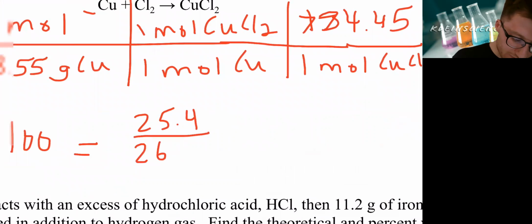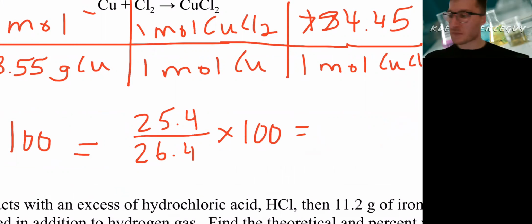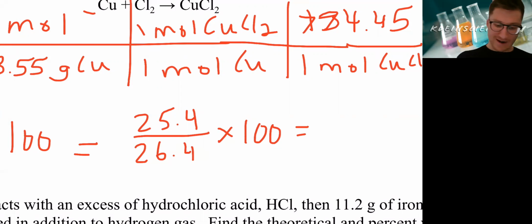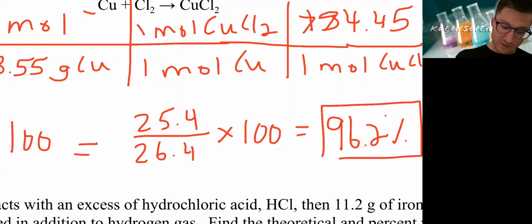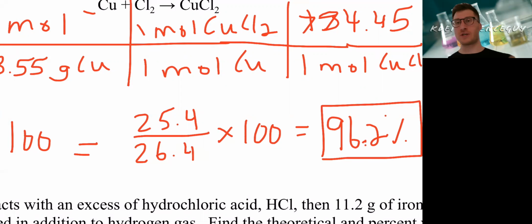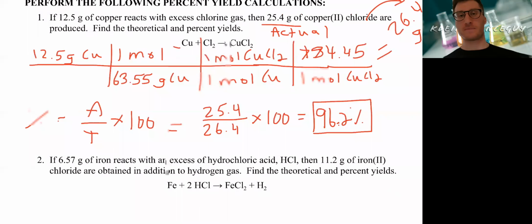So we're going to divide 25.4 by 26.4. Now this is a percent, so we want to multiply that by 100. So 25.4 divided by 26.4 multiplied by 100 comes out to be 96.2%. So our percent yield was 96.2%. That means we were able to produce 96.2% of the theoretical, which would be 100% of the yield. So we had a pretty good lab set up there. If we were doing this in the lab, 96.2% of our product was produced. Not much was lost there.